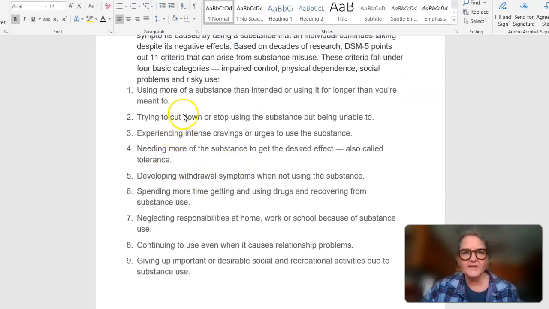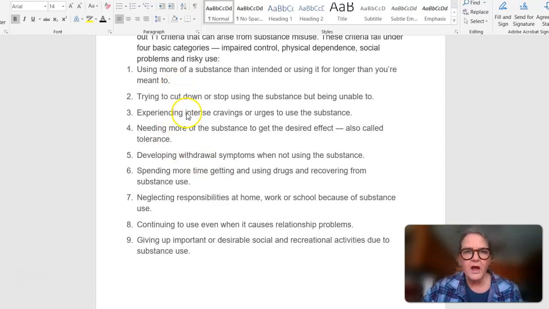Using more of a substance than intended, or using it for longer than you meant to. So when we assess a client, we might say, have you ever tried to quit? And a person might say, yeah, I tried to quit. If they use more than they intended to, maybe they went to a party and said they were going to only have 1 or 2 drinks, and they ended up getting drunk, and that happens every time, that might meet the criteria.